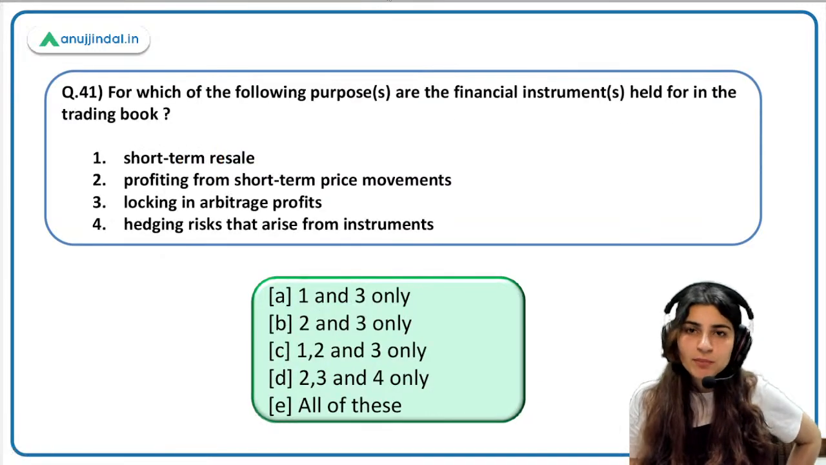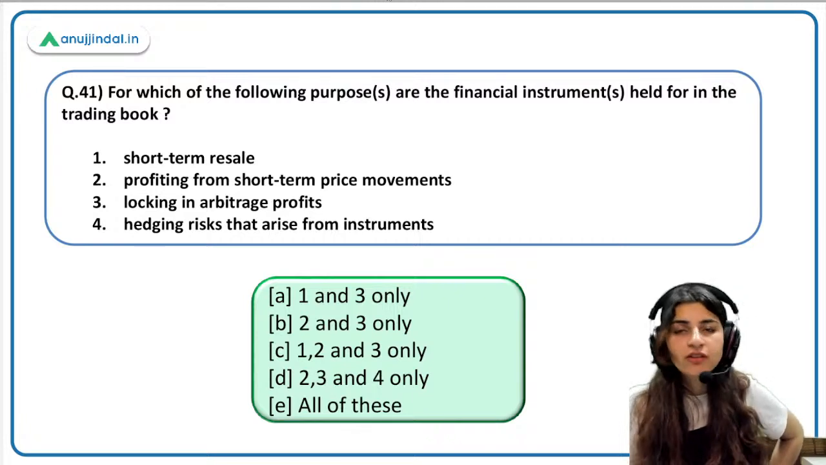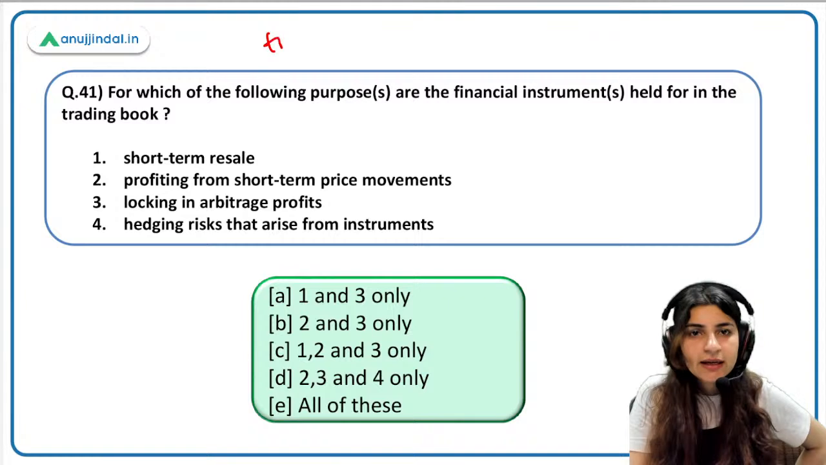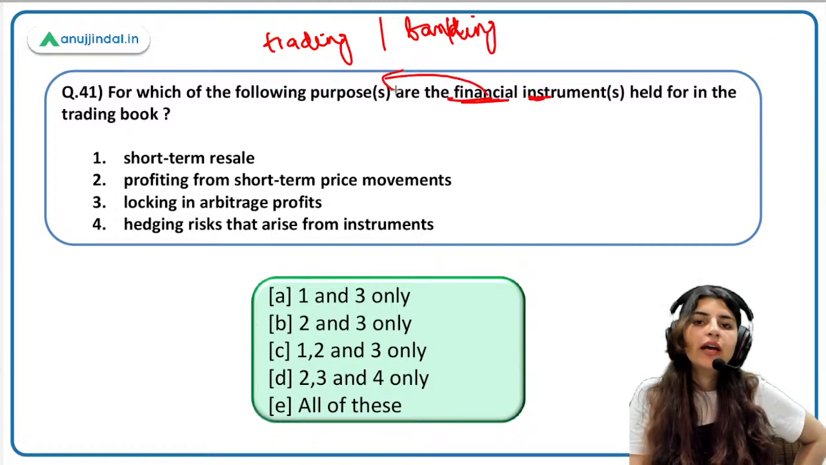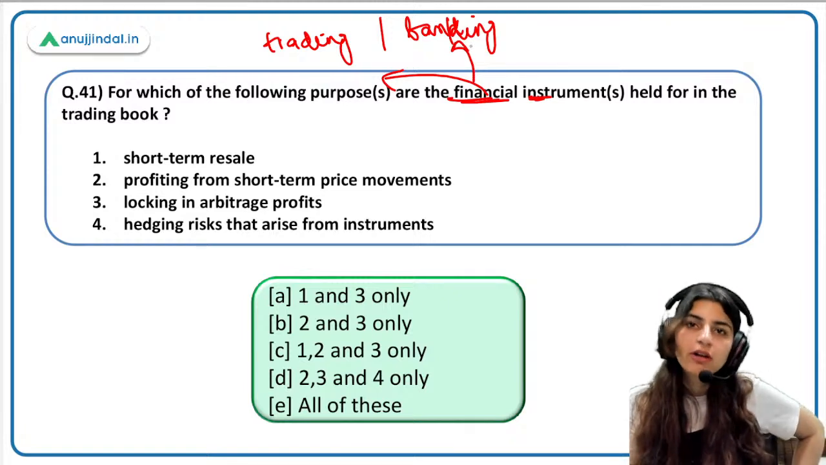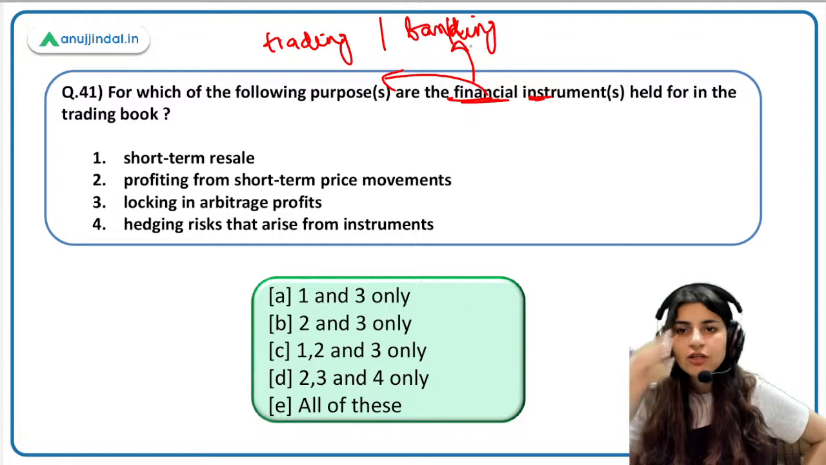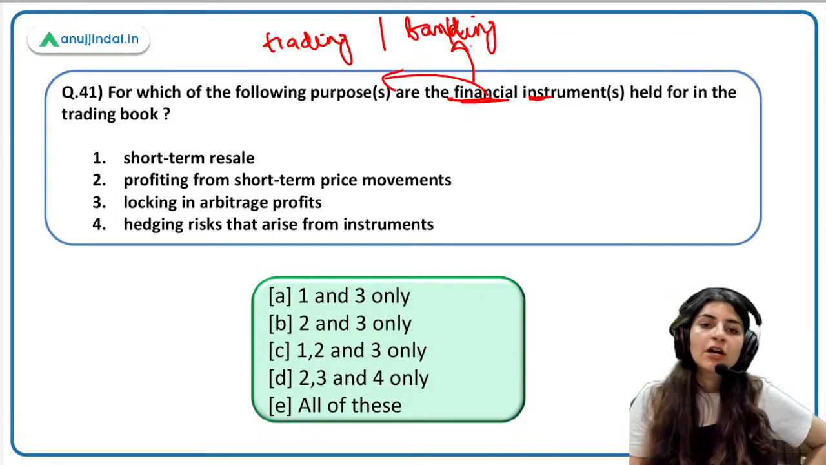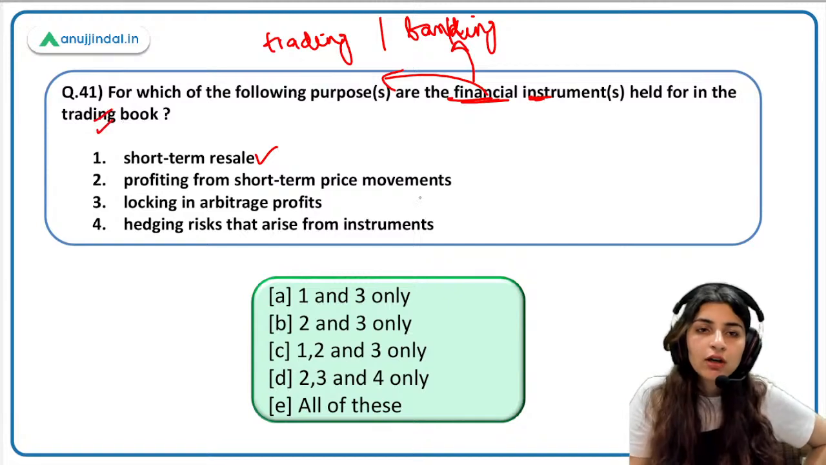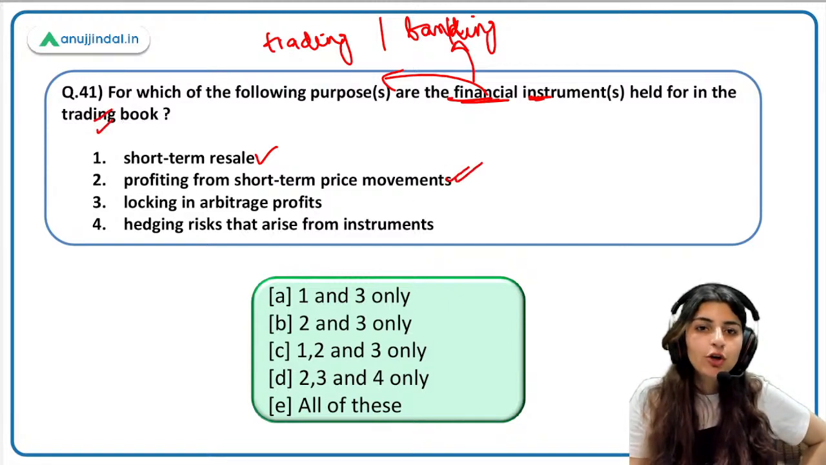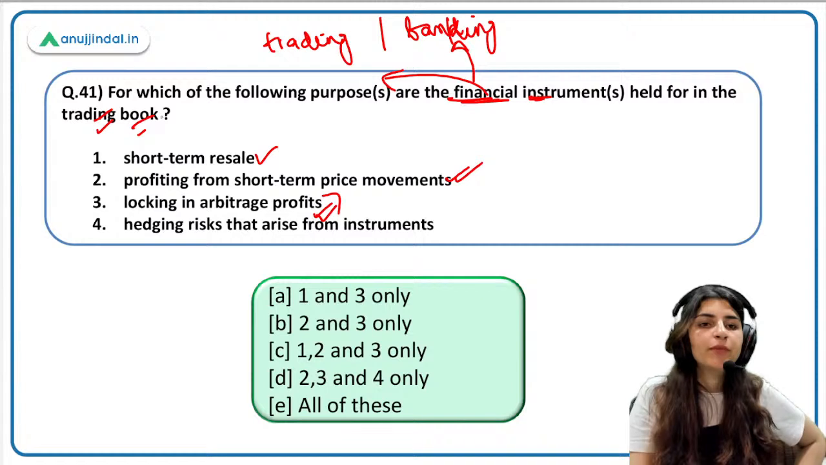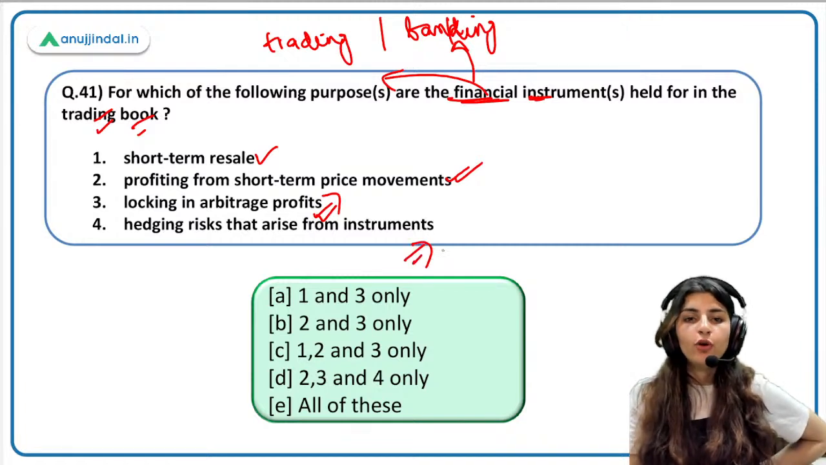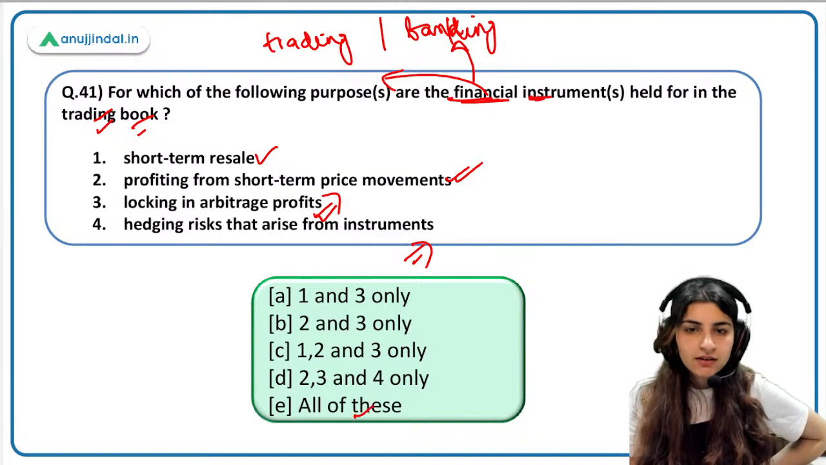For which of the following purposes are the financial instruments held in the trading book? Yes, ये हमने पढ़ा था. ट्रेडिंग और बैंकिंग दो तरीके की बुक आती है, जिसमें सिक्योरिटीज, banking, financial instruments either they are there in the trading book or recorded in the banking book. Now trading book में which types of financial instruments are recorded या which purpose के लिए they are recorded? Short term resale के लिए, yes, they are there in trading book. Profit from short term price movements, yes. Locking in arbitrage profits, yes, this is one of the purposes for which a financial instrument is kept in a trading book. Then hedging risk arising from these instruments, yes. So all of these is the correct answer.